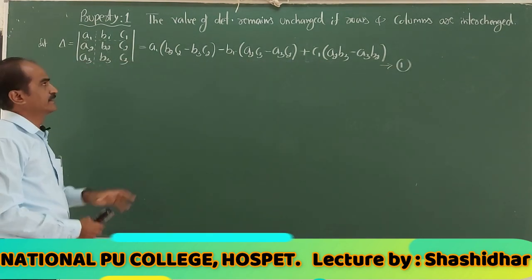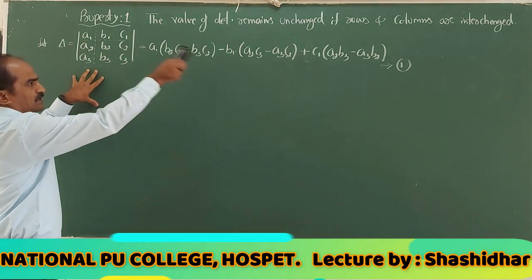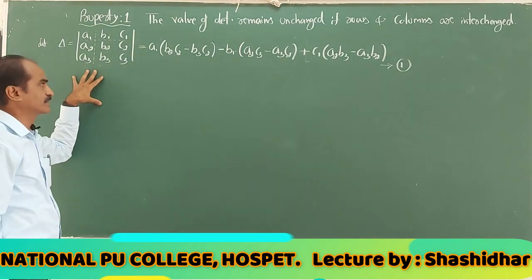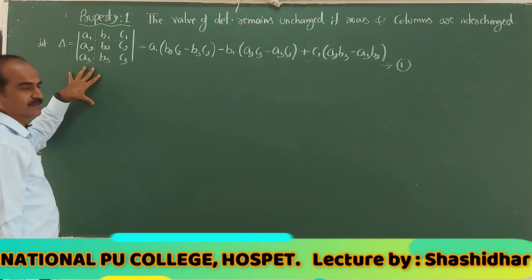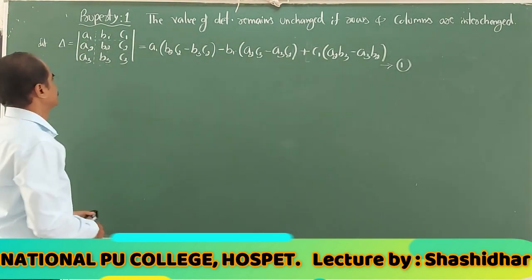So what I did here, I considered a determinant of order 3 to prove that result. You can take a determinant of order 2, order 4, any order you can take. So I have taken a determinant of order 3 and expanded. This is the determinant expression I get.